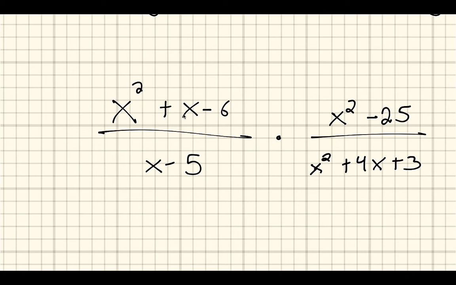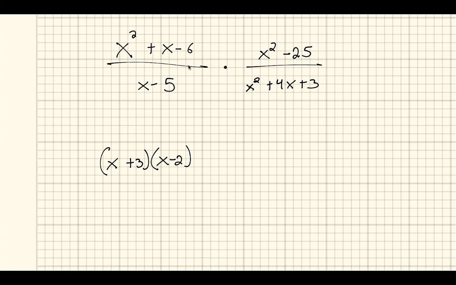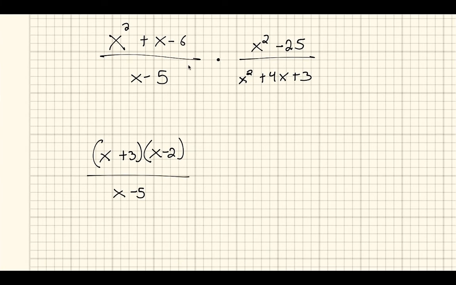That's an x squared plus x minus 6. What factors of negative 6 add to be a positive 1? That would factor to x plus 3 times x minus 2, if you recall, because a plus 3 and a minus 2 will add to be 1 and multiply to be negative 6. So that's factored. x minus 5 stays the same.